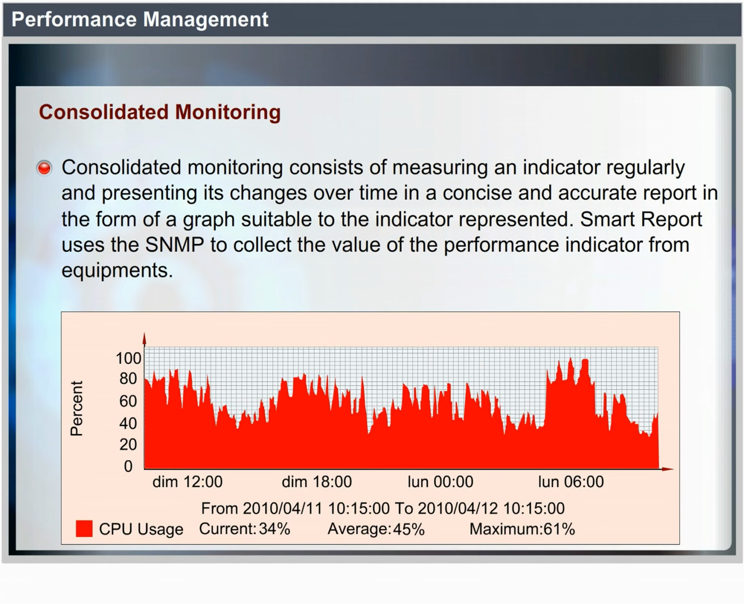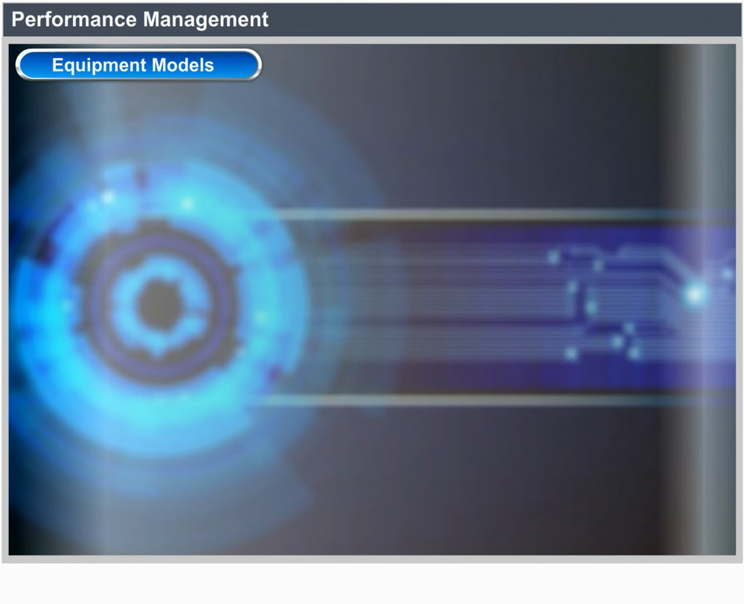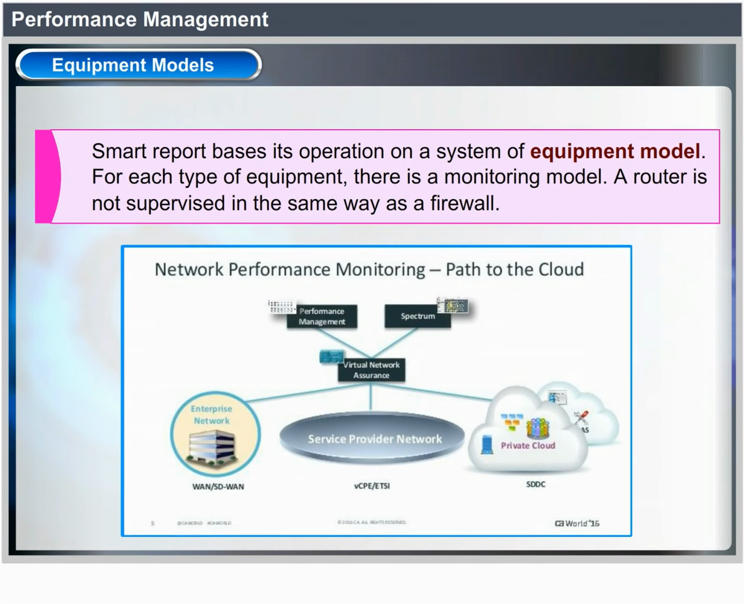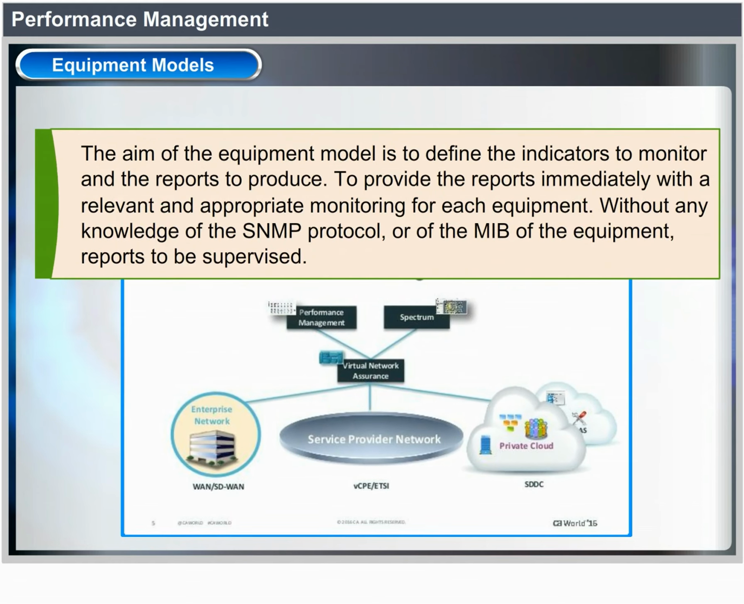Equipment models. Smart Report bases its operation on a system of equipment models. For each type of equipment, there is a monitoring model. A router is not supervised in the same way as a firewall. The aim of the equipment model is to define the indicators to monitor and the reports to produce, to provide the reports immediately with the relevant and appropriate monitoring for each equipment, without any knowledge of the SNMP protocol or the MIB of the equipment.